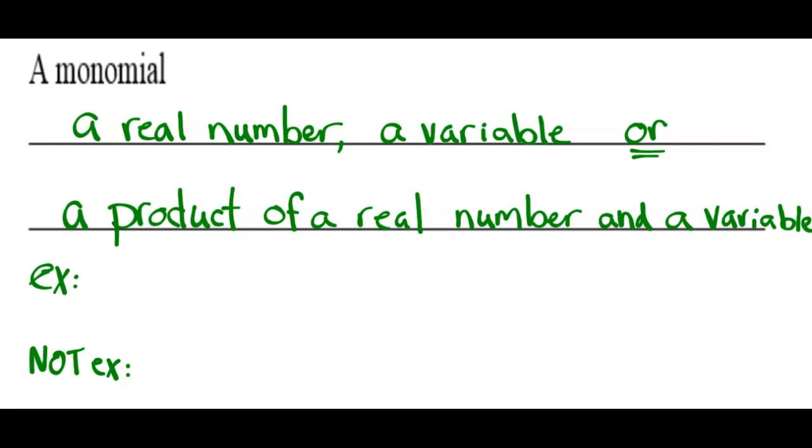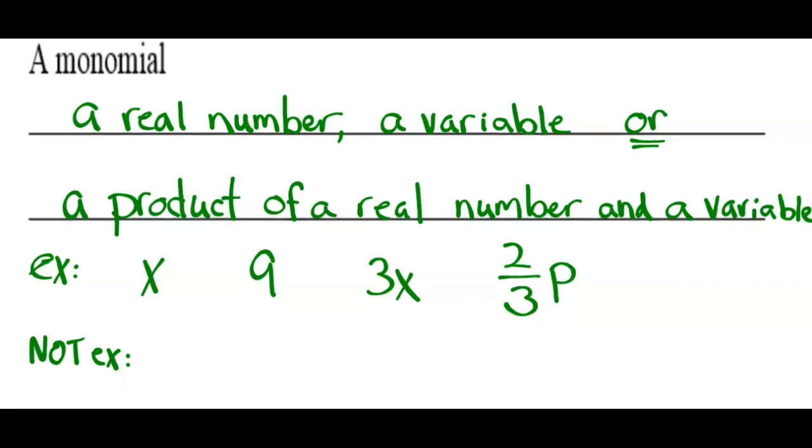Some examples of what a monomial would be: the variable x, the number 9, the number 3 times x, so the product of 3 and x, 2/3, which is a real number, times p might be an example of a monomial, okay?